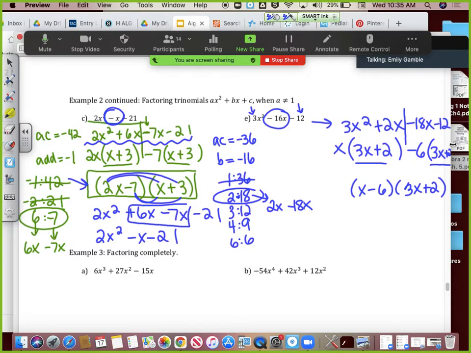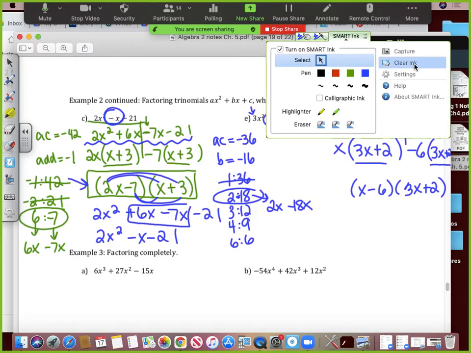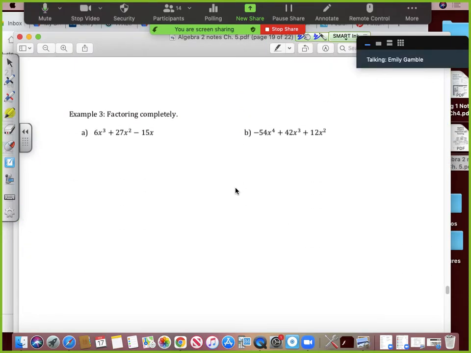Okay, and then the last thing for today is example 3. Factoring completely basically means you need to take this and you probably can take some GCFs out first. So if I'm looking at this first problem, 6, 27, 15, thinking of a number that goes into all would be 3, and then x to the third, x squared, and x to the first, I can take an x out as well. So the first thing I'm going to do to make this a little bit simpler is take out a 3 and an x from each one of the terms.